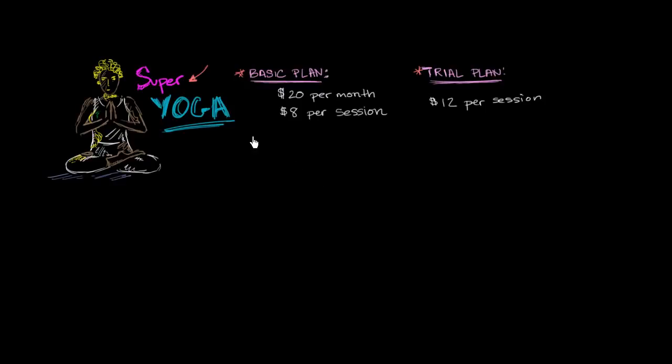And to do a little bit of shorthand here, let's just define some variables. Let's say that S is equal to the number of sessions that I attend per month, the number of sessions per month that I decide to attend at Super Yoga. And let's say that C is equal to my total monthly cost. So with these variables defined this way, let's think about how much I would pay under each of these plans depending on how many sessions I would attend.